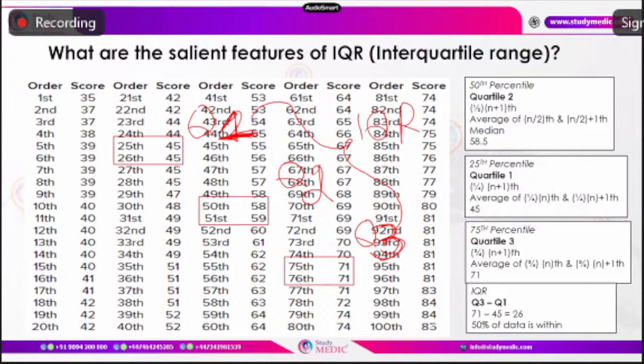Now suppose the highest mark instead of 85 was 100, or the lowest mark instead of 35 was 0. Would it have affected the interquartile range? No. That means extreme outliers do not affect the interquartile range, similar to the median, right? So it is a better measure of dispersion when the population is not normally distributed. Median is a better measure of central tendency when the population is not normally distributed. Similarly, the interquartile range is also a better measure of dispersion when the population is not normally distributed. So this is about the interquartile range.